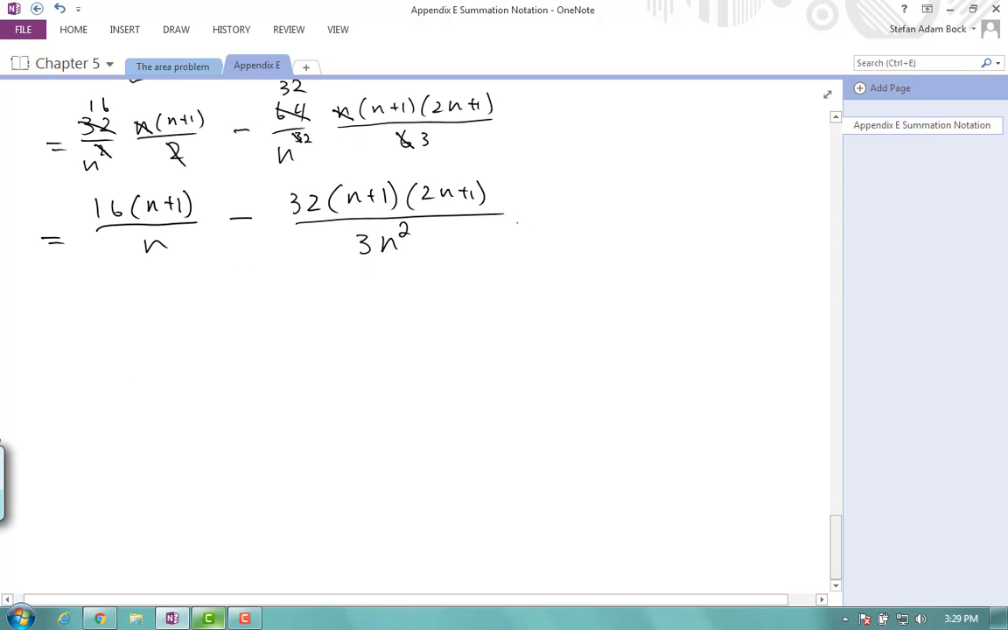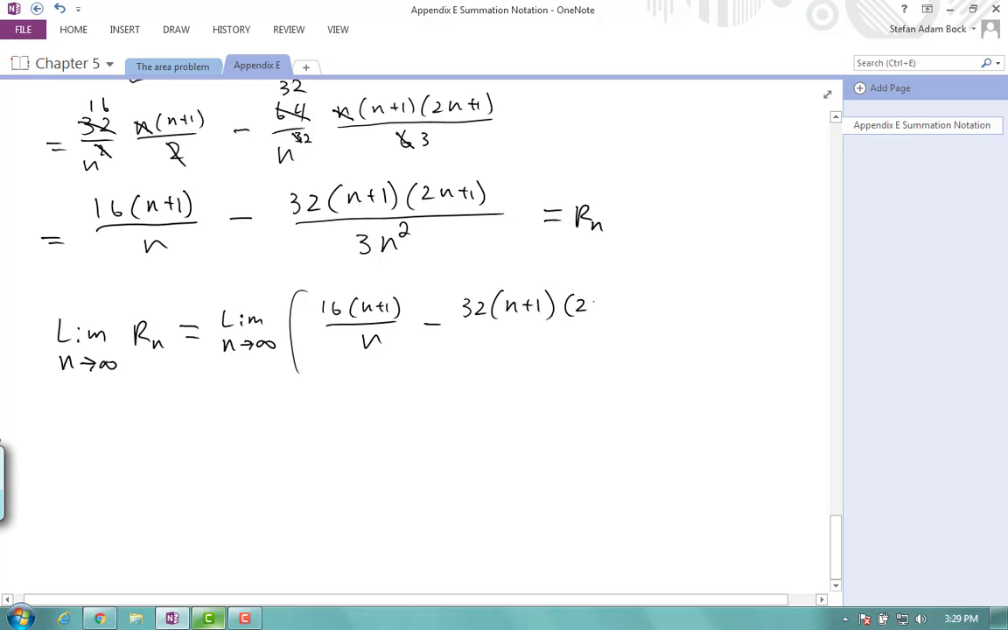So this, if you recall, is all the way up to the top. This is equal to r sub n. I have a Riemann sum here without any sums. And that's the idea, because now I can take the limit as n goes to infinity of r sub n, and now it just turns into one of those problems like we had out of section 2.6. So this is the limit of 16 times n plus 1 over n minus 32 times n plus 1 times 2n plus 1, all over 3n squared.